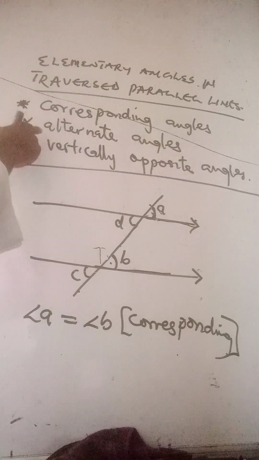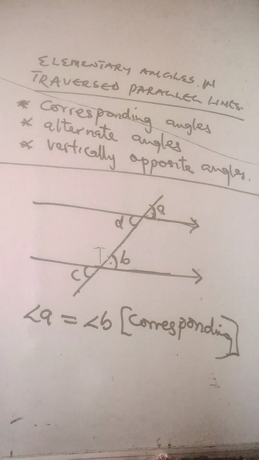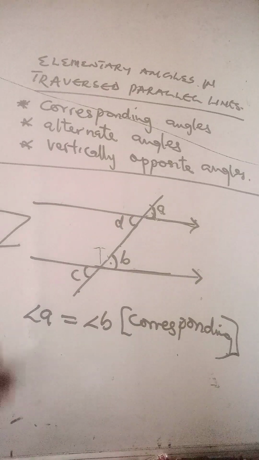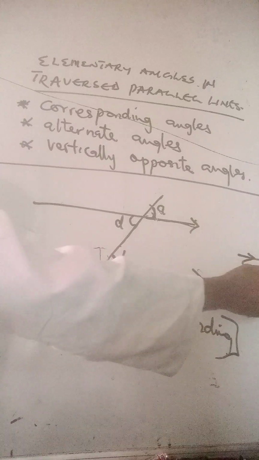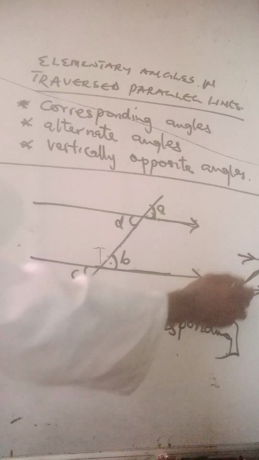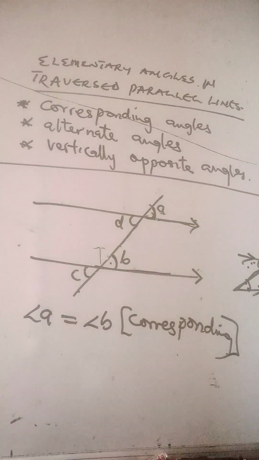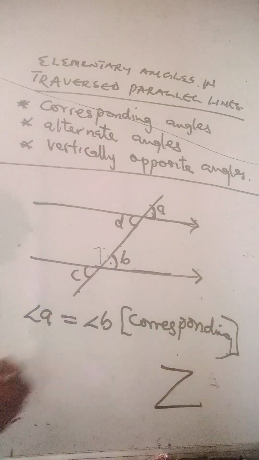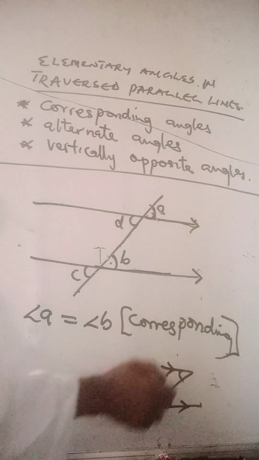Now, let's have a look at alternate. Anytime you want to discuss alternate angles, you have to make out a Z shape. You know what I mean? Whenever you see a Z shape, that means this line and this line are parallel, and this is the traverse line. The angles at the corners are alternate angles, and they are always equal. See, let me sketch it out for you. This is parallel to this. This angle and this angle will be alternate.